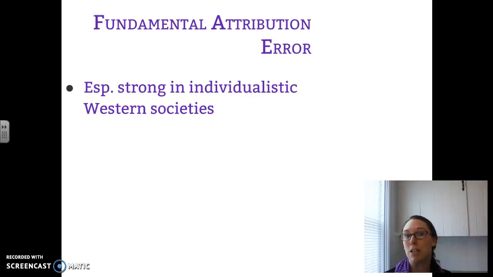And it should come as no surprise to you that the fundamental attribution error is actually more commonly made in individualistic Western societies. We know that we have a tendency to look to the individual. We almost pride ourselves on individuals directing outcomes. And so we are more likely here in an individualistic society to look to someone's character or their personality for an explanation for their behavior, as opposed to the situation, which is what might happen more in a collectivist society.